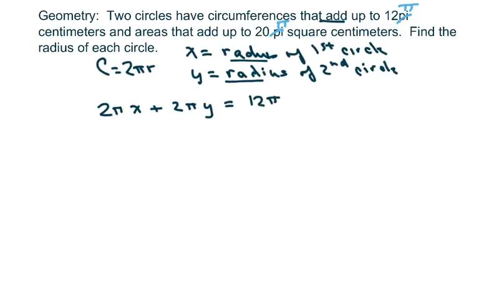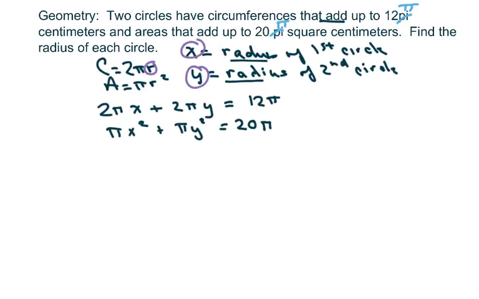And then it says their areas add up, so remember area equals pi r squared. Our r happens to be x, so we have pi x squared, and the next circle is pi y squared, and that equals 20 pi. All I did was substitute my x's and y's for the r's. So there are your two equations: the first one's set up for the circumference, and the second one's set up for the area.